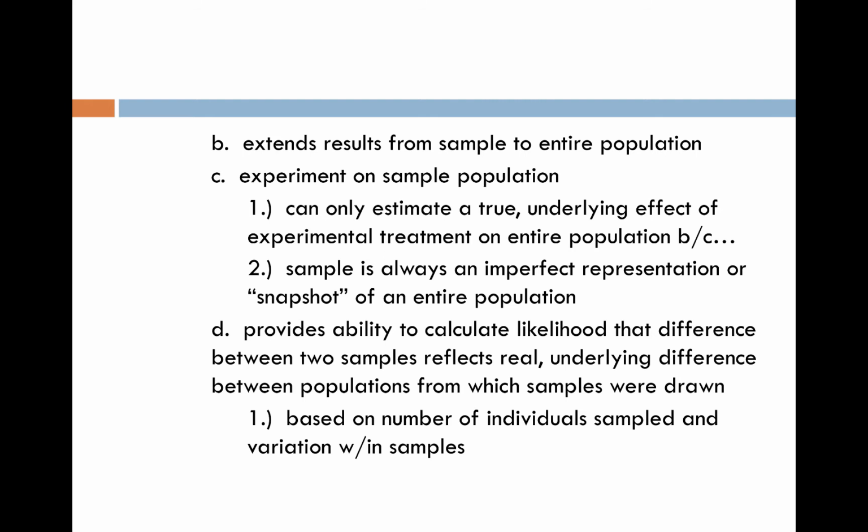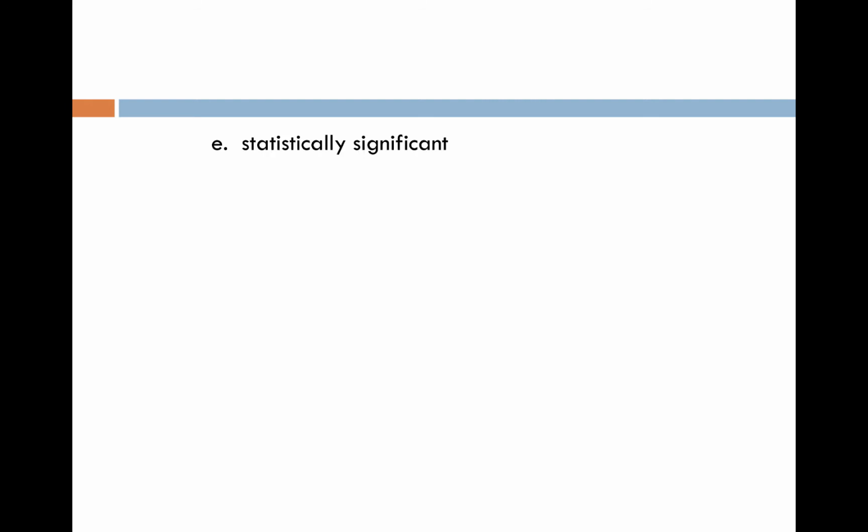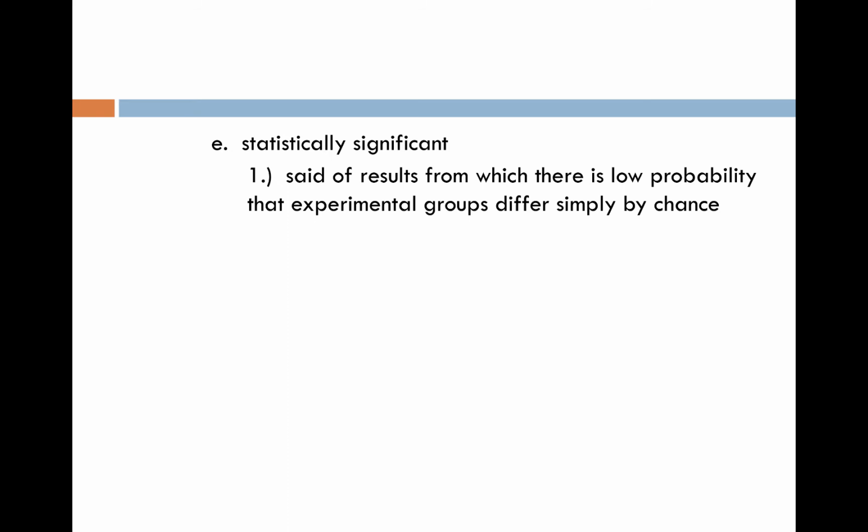Okay, we're also going to talk about what it means for something to be statistically significant. And that is a set of results from which there is a low probability that the experimental groups differ simply by chance. And that means it likely represents a true difference between your two groups, if it is statistically significant.